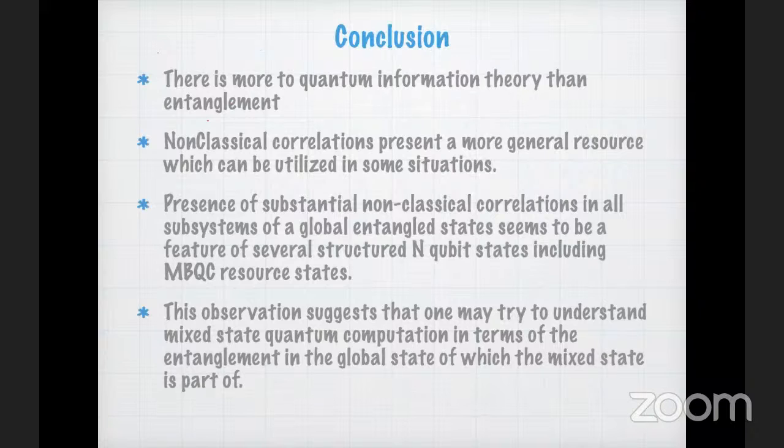To conclude, of course there is more to quantum information theory and quantum computing than entanglement, but the presence of substantial non-classical correlation in all the subsystems of globally entangled states seems to be a feature of several structured n-qubit states, including the resource states for measurement-based quantum computation. Which is very interesting, that these are precisely the resource states for measurement-based quantum computation. This observation, of course, is only a suggestion. There is no conclusive evidence because one has only explored a few example cases as of now, and a general result is not forthcoming.